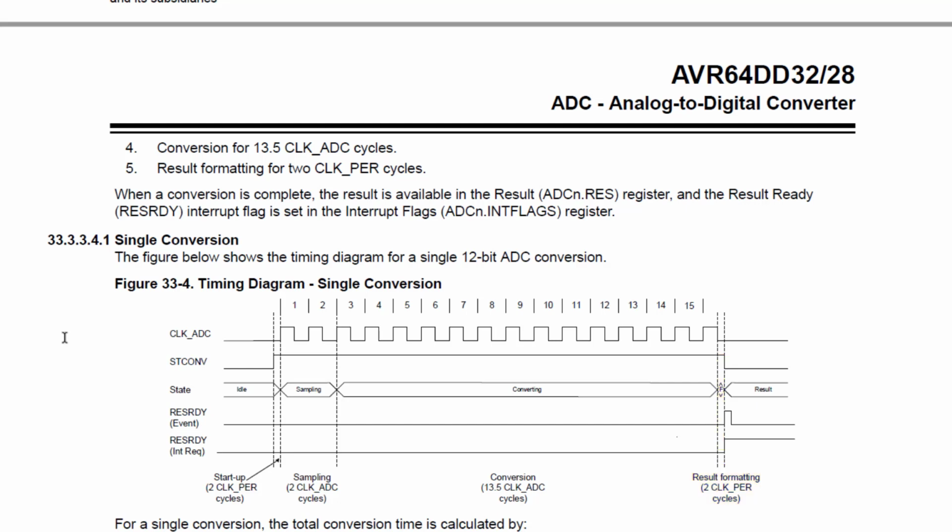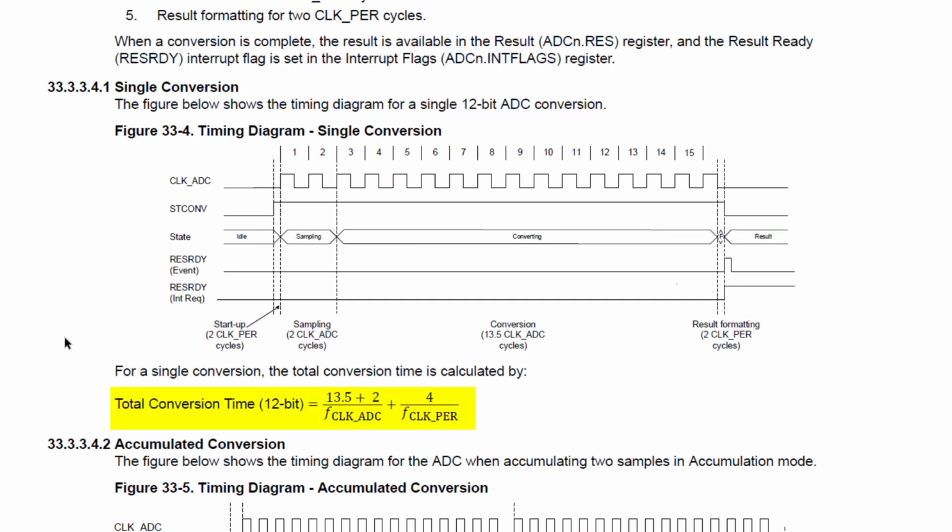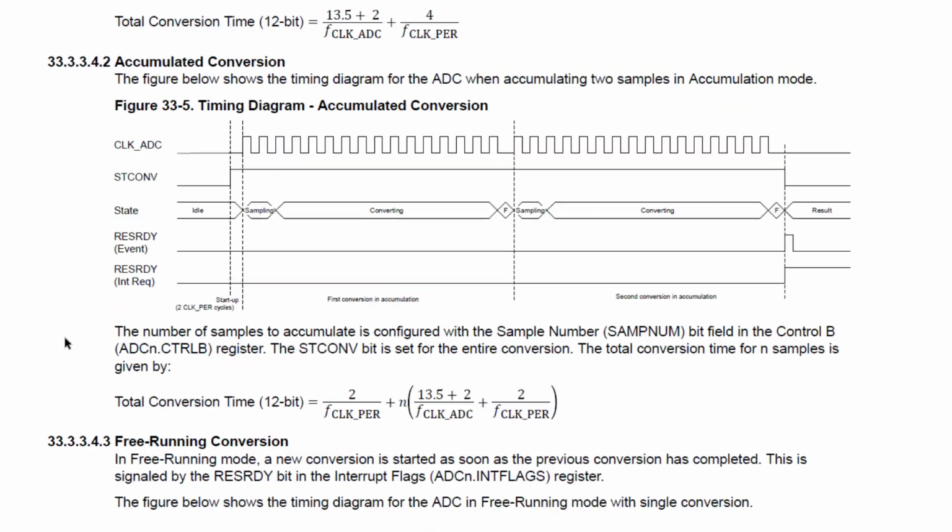The time for a single conversion is shown as an equation just below the figure. We can see it's broken into 2 parts, since the time taken is dependent on both the ADC clock and peripheral clock. In an upcoming video, we will also do accumulated conversion, which is just below that in the datasheet.